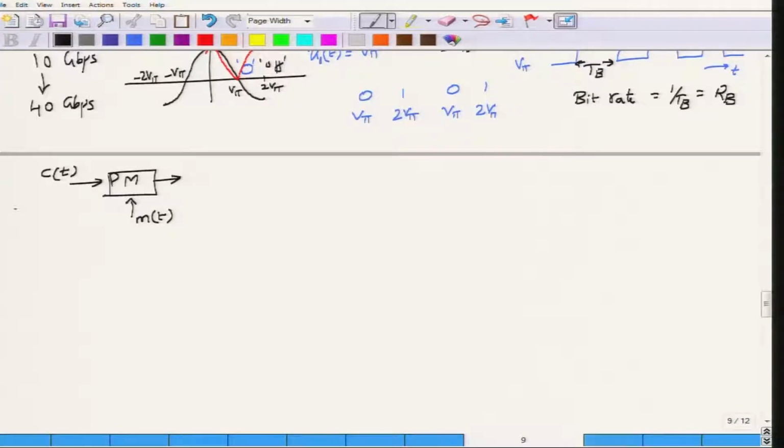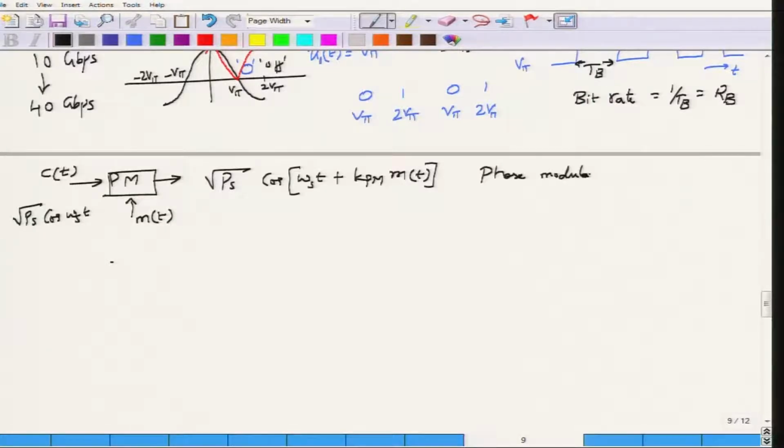So, let us assume that C of t is some square root Ps cos omega s t. So, if I assume that the carrier is square root Ps cos omega s t and m of t is the message signal that I am applying, then the output of this would be square root Ps cos of omega s t plus some constant kPM. This PM stands for phase modulation, times m of t. This is the sinusoidal carrier whose phase is being modulated or changed according to this m of t. This is the phase modulator functional relationship.